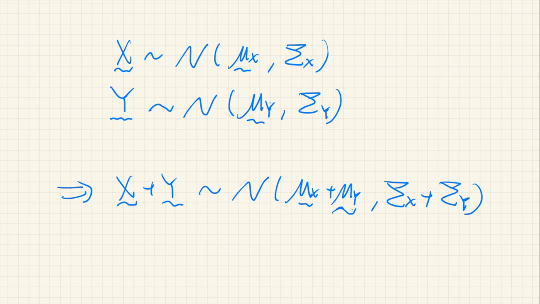Alright, in this video we show that the sum of two Gaussian random vectors is again a Gaussian random vector. Specifically, if x follows a Gaussian distribution with mean mu x and covariance sigma x, and y is another Gaussian random vector with mean mu y and covariance sigma y, then their sum, x plus y, follows a Gaussian distribution with mean mu x plus mu y and covariance matrix sigma x plus sigma y.